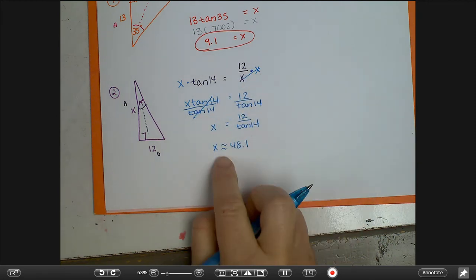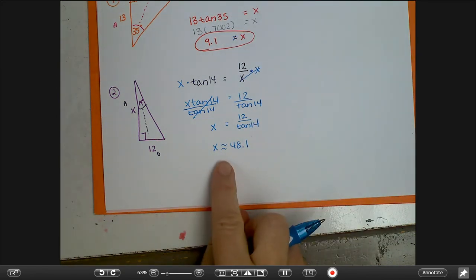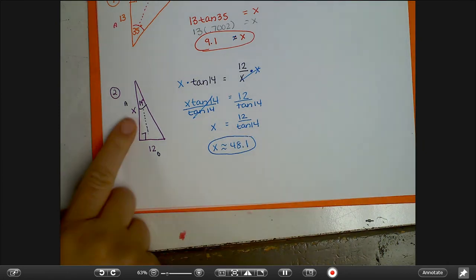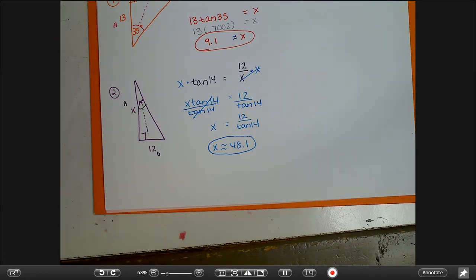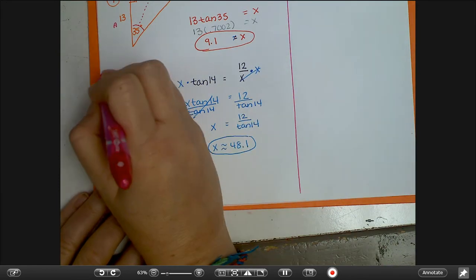So why did I put squiggles? And I really should have had squiggles up here. Because this is a rounded number, it's not exact. But the length of this side is 48.1. So these are the two main basic ways that you're going to use the tangent ratio, but there's two more.